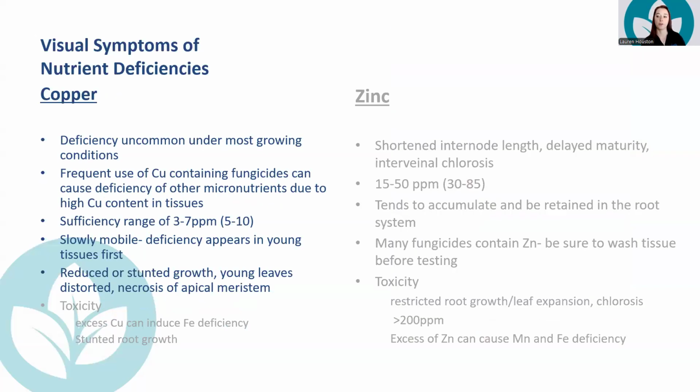Next is copper. Under most growing conditions, even very low levels of copper will be sufficient and not cause deficiency symptoms. The sufficiency range for copper is very low, only about 3 to 7 parts per million for most crops. Copper is mobile in plant tissues, but it's very slowly mobile. It's one of those that's kind of in between. So it's more likely that deficiency symptoms will appear first in young tissues. Copper deficiency is so uncommon in CEA crops that unfortunately I couldn't identify a good picture example to show you today.